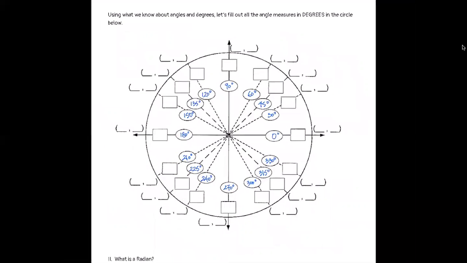Okay. All right. So, any questions about the angle measures in degrees for the circle that we have here? Are there any questions about how we got any of the numbers in there? Okay.